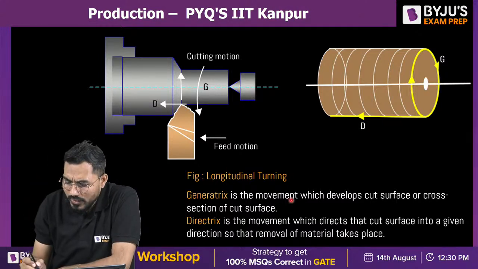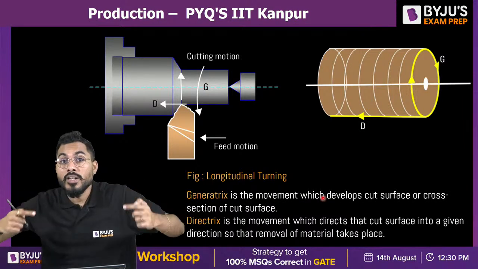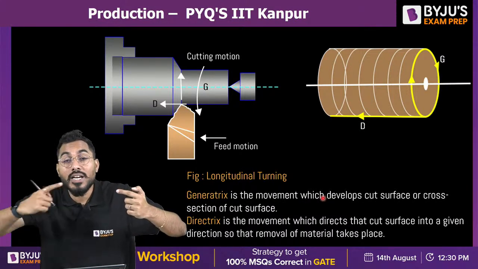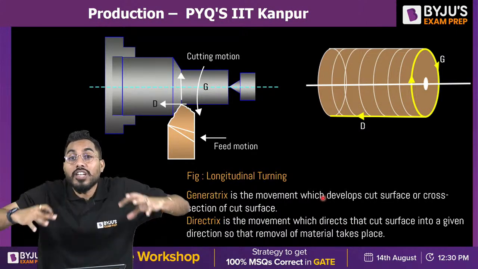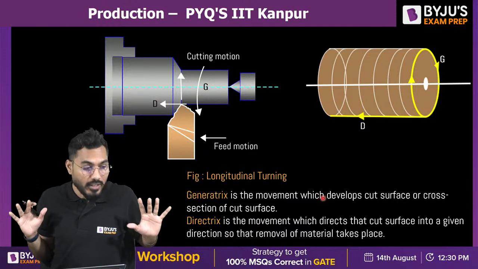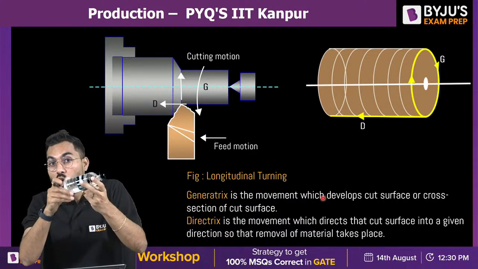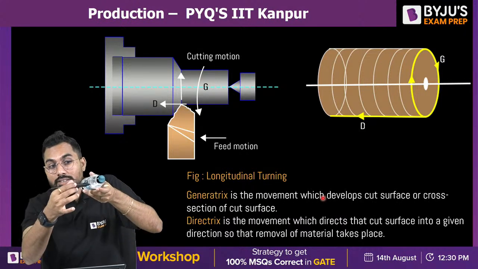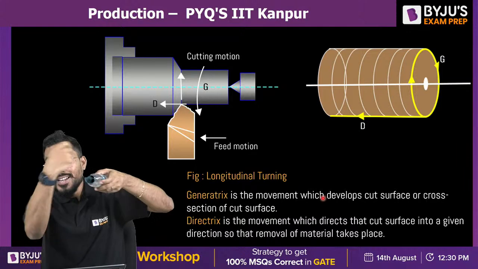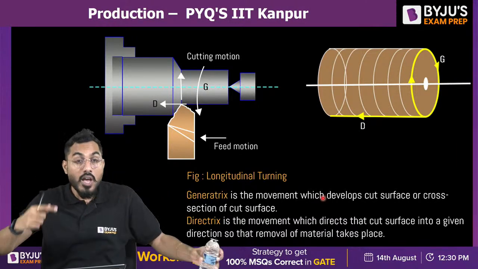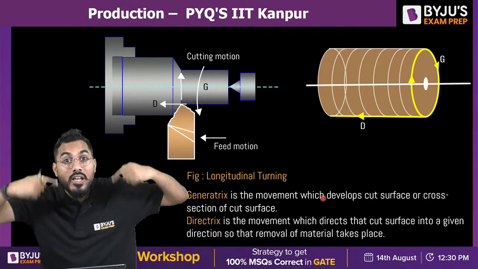So I'll tell you what is meant by generatrix. Generatrix is basically the movement which develops the cut surface. Whichever movement of the tool with respect to the workpiece develops the cut surface, that direction of movement of the tool is called the generatrix because it is generating the surface. Suppose I select a turning operation. This is the workpiece. In turning, the workpiece is rotating, right? Fine. And the tool is engaged. Along the circumferential surface, my tool is engaged with the workpiece. The tool is cutting the workpiece along the circumference.